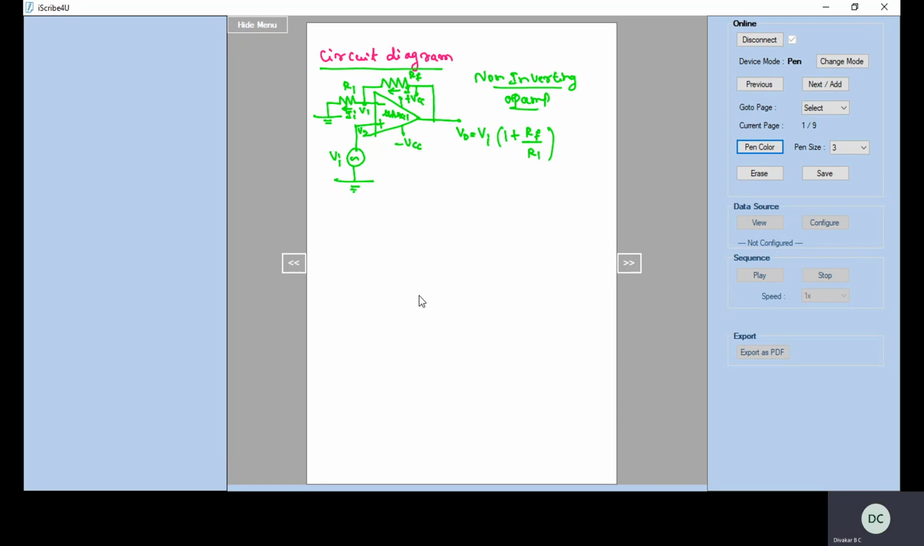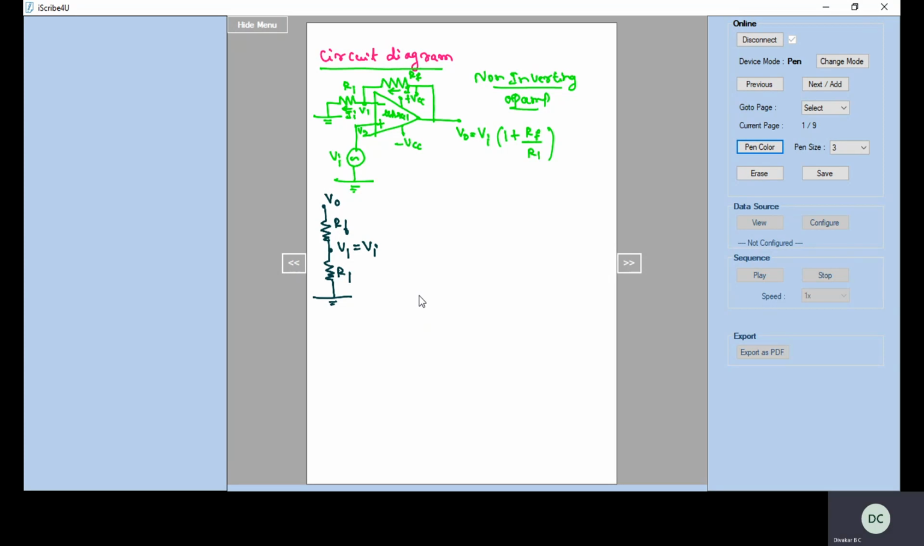To derive the output expression, let us take the concept of the voltage divider rule. The voltage divider rule states that the voltage across that branch is equal to the main voltage multiplied by the drop across that resistance divided by the sum of the resistances. Here V1 is nothing but equal to Vi. So this is the output voltage V0. This is RF. Draw the equivalent circuit.